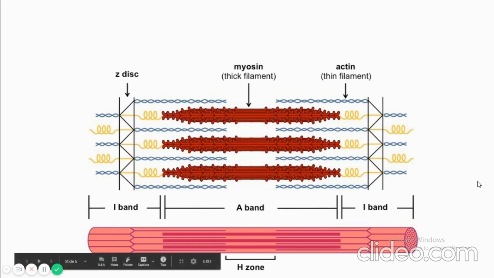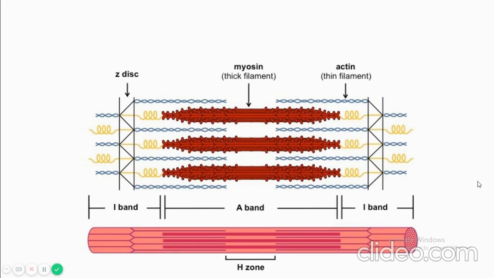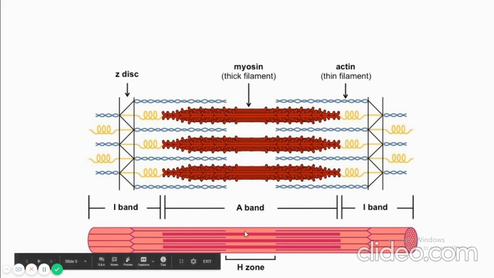Each sarcomere has a pair of laterally placed I bands and a centrally placed A band. This is the I band. The I band contains only thin filament. You can see here, thin filament. Here is the I band, only thin filament.